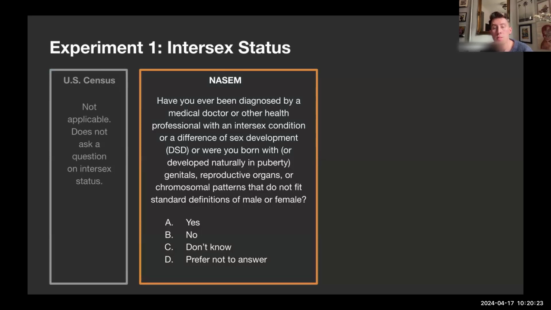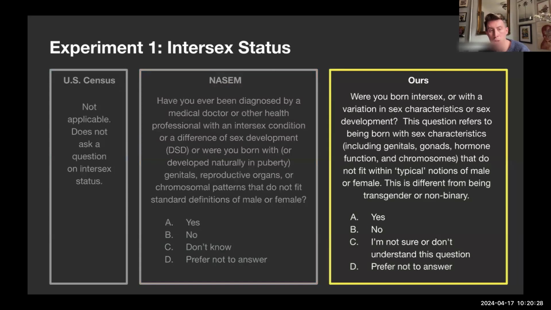And as you'll notice in NASEM's construct as compared to ours, there's very little differentiation between the two questions. Where there are noticeable differences are in both the tone and slight deviations in scale design. Our design moves away from a medical diagnosis and softens the language around intersex status. In addition, it makes note that, quote, this is different from transgender or non-binary, which respondents were provided a separate question for in the study. And finally, we moved away from a don't know to an I'm not sure or don't understand this question in the scale framework.